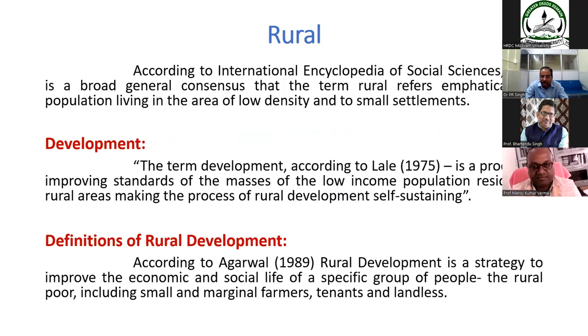So I start with this. What is rural development? First we think about what is rural, because rural and urban are two words we have been using for decades or centuries. What is rural? According to the International Encyclopedia of Social Science, the broad general consensus of the term rural refers to the population living in areas of low density and small settlements. In other words, we say a village. A village also has a very low population and very small settlements.